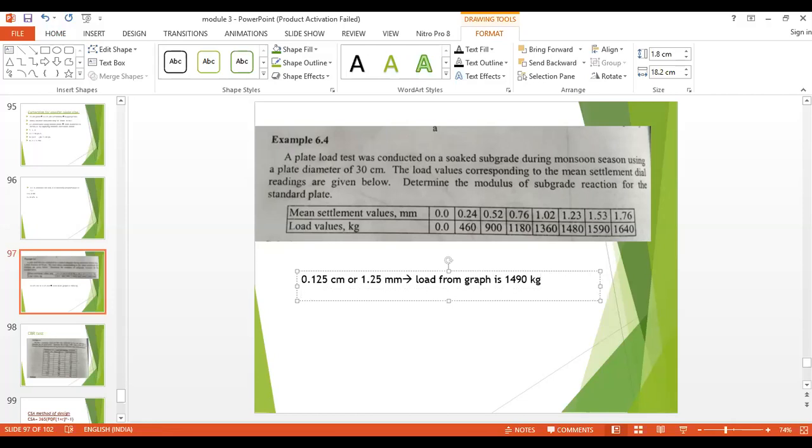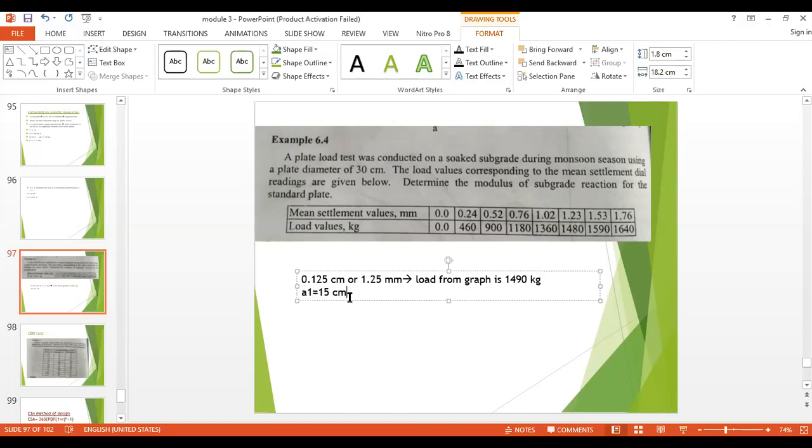Next, what you need to find out is the pressure. Here, a is the radius, small a. You can take it as A1. A1 is 15 centimeter for the 30 centimeter diameter plate, as given in the question. You can see the question: a plate load test was conducted on a subgrade during monsoon season using a 30 centimeter diameter plate. If 30 centimeter is the diameter, the radius will be 15. That is, a is the radius.